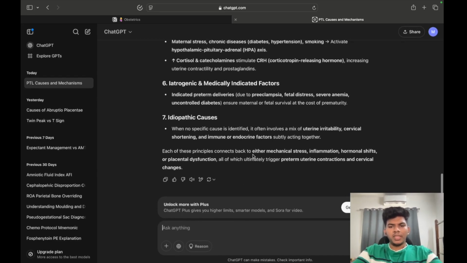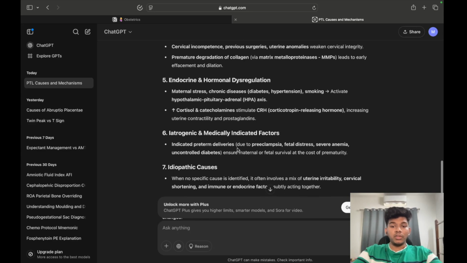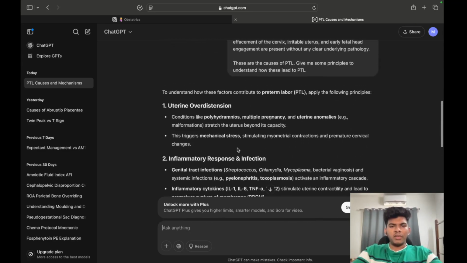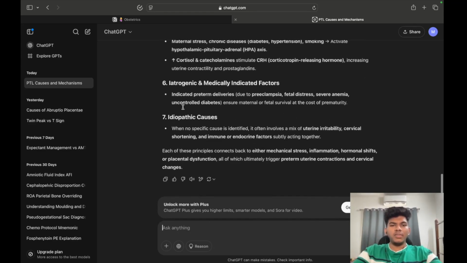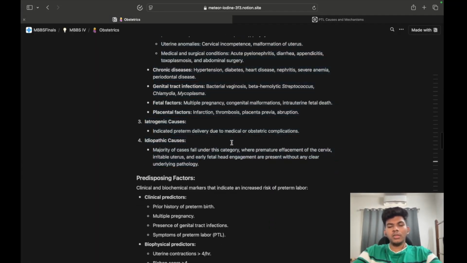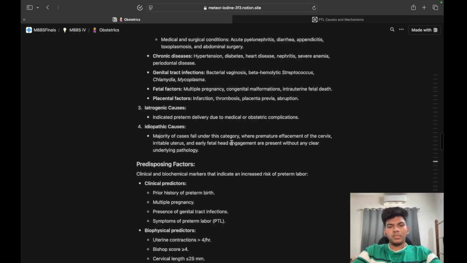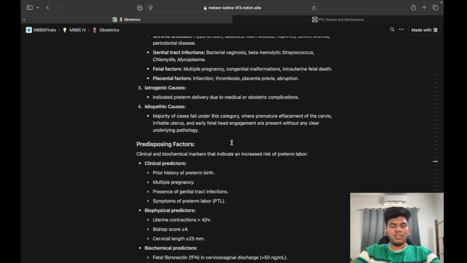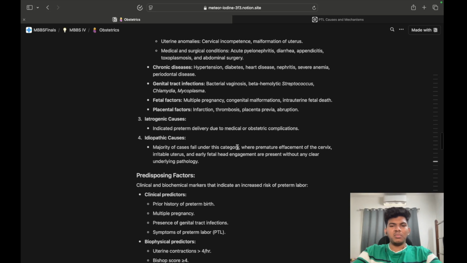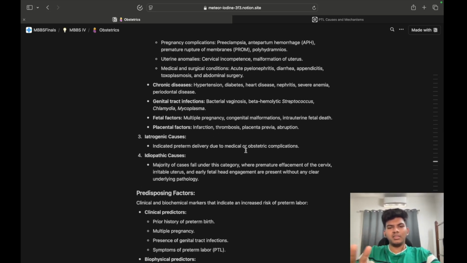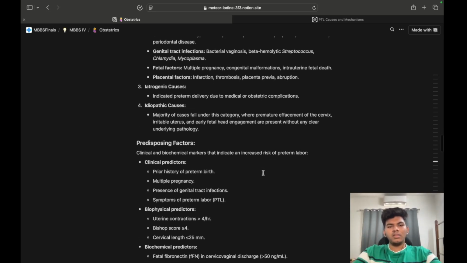And finally, idiopathic, can't exactly tell, but overall it's a mix of uterine irritability, cervical shortening and immune or endocrine factors. So we have understood how each of these etiological factors can contribute to preterm labor. It's overdistension, irritability, inflammatory, mainly in that particular section what we are thinking about.